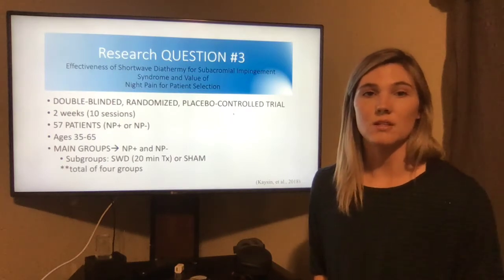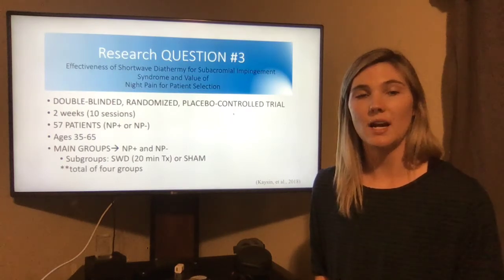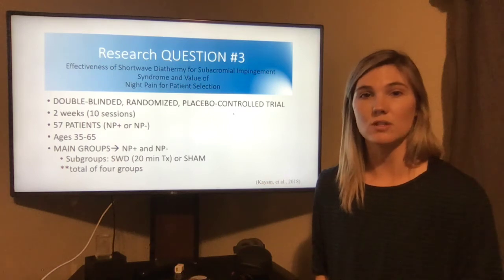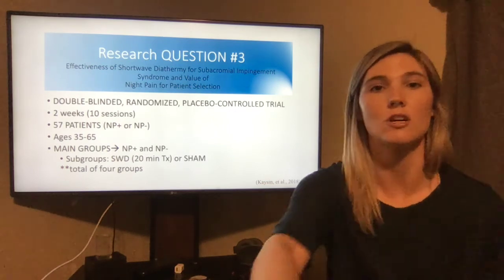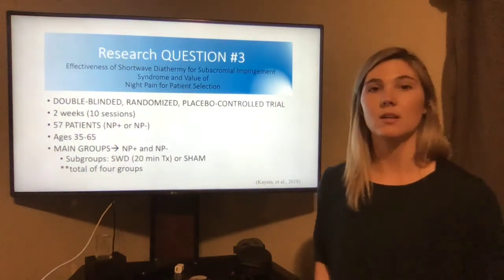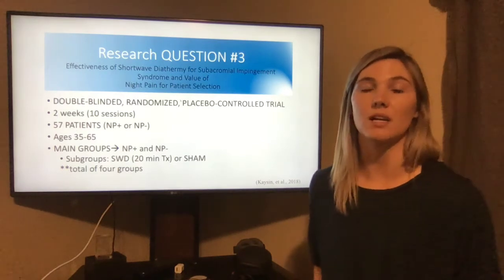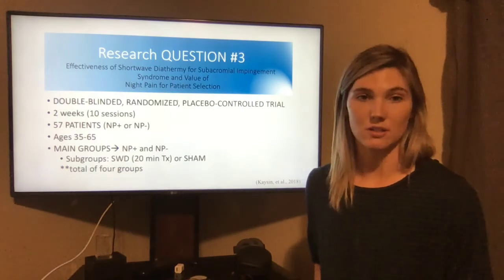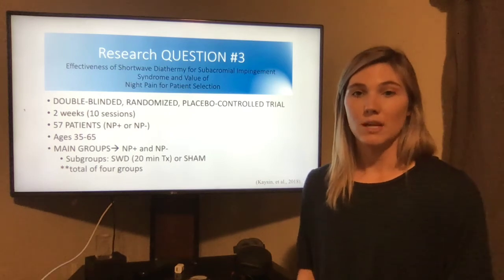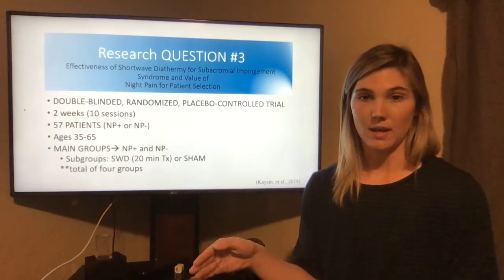The third study was a double-blinded randomized placebo-controlled trial. It was called Effectiveness of Shortwave Diathermy for SIS, Subacromial Impingement Syndrome, and then they were looking at the value of night pain for patient selection. So they had two main groups. They had people with night pain and people without night pain.